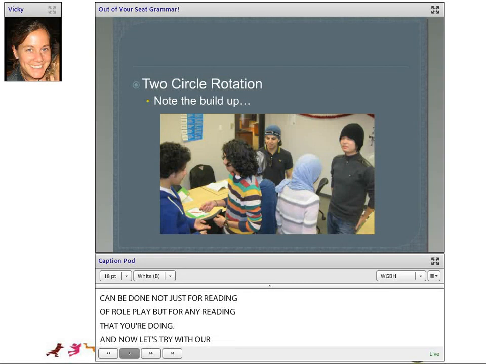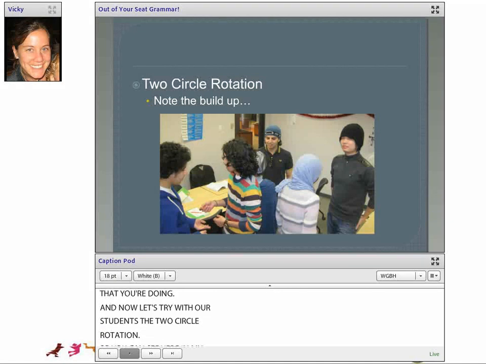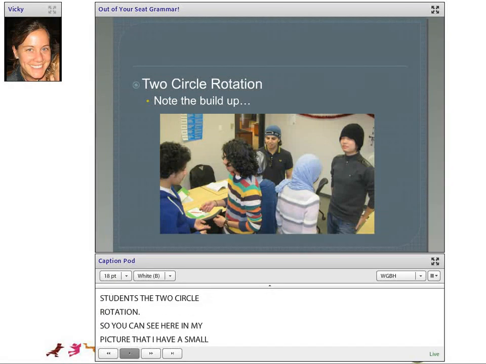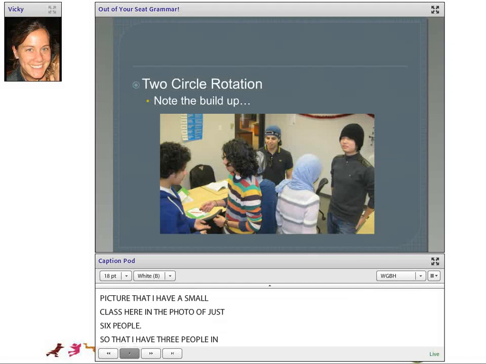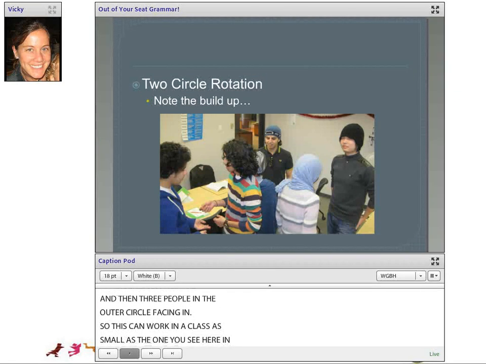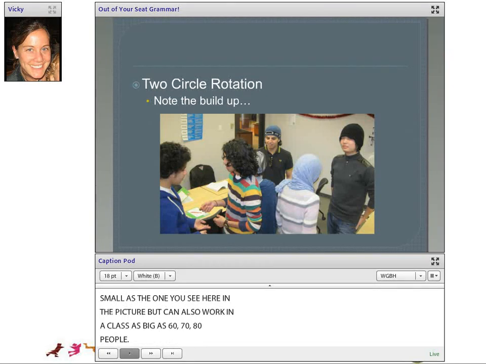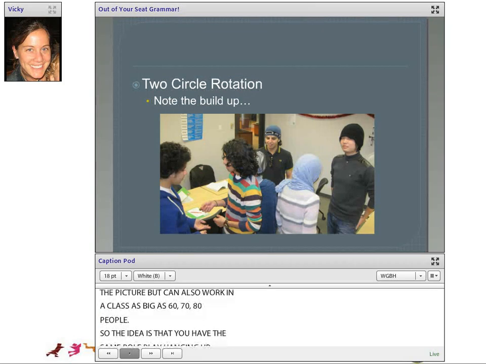So you can see here in my picture that I have a small class in the photo of just 6 people, so that I have 3 people in the inner circle facing out, and then 3 people in the outer circle facing in. So this can work in a class as small as the one that you see here in the picture, but it can also work in a class as big as 60, 70, 80 people. So the idea is that you have that same role play hanging up, posted somewhere, and they're now going to practice it with the person across from them.